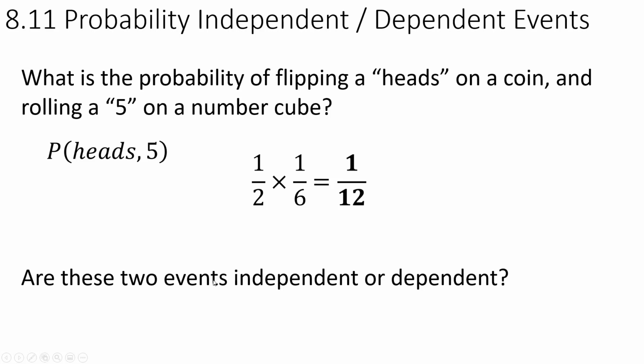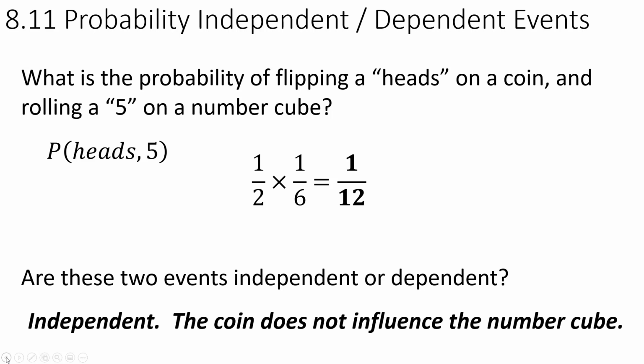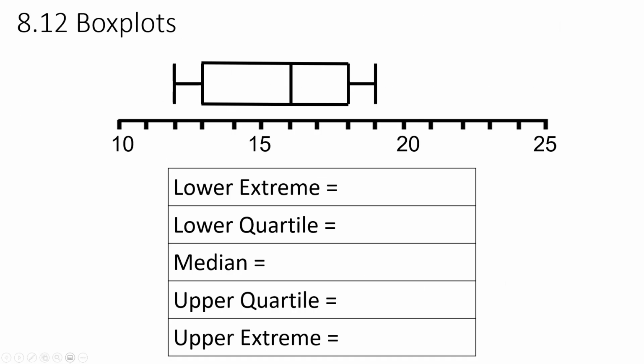Now, are these two events independent or dependent? When you flip that coin, does it have any effect on rolling the number cube? No, it does not. They are independent of each other. The coin does not influence the number cube. We're moving on.